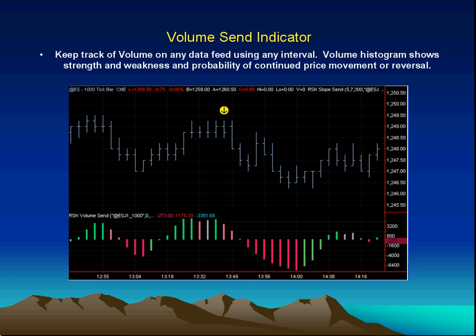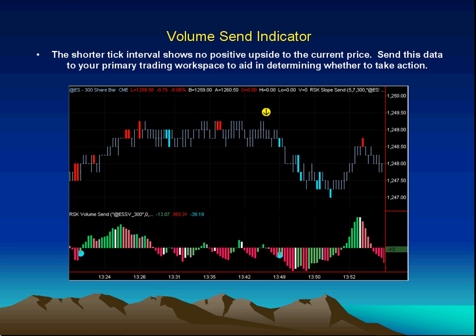so that we see some reason to think that perhaps this market's going to drop and we should take a short trade. But to confirm that, let's now take a look at the exact same time on a different tick interval. Let's look at a 300 share bar. During that same period of time where the volume bars were above zero on the 1000, you can see that in fact they were below zero on the 300 share bar. There's really nothing holding this market up. Good likelihood that this market's going to drop off.